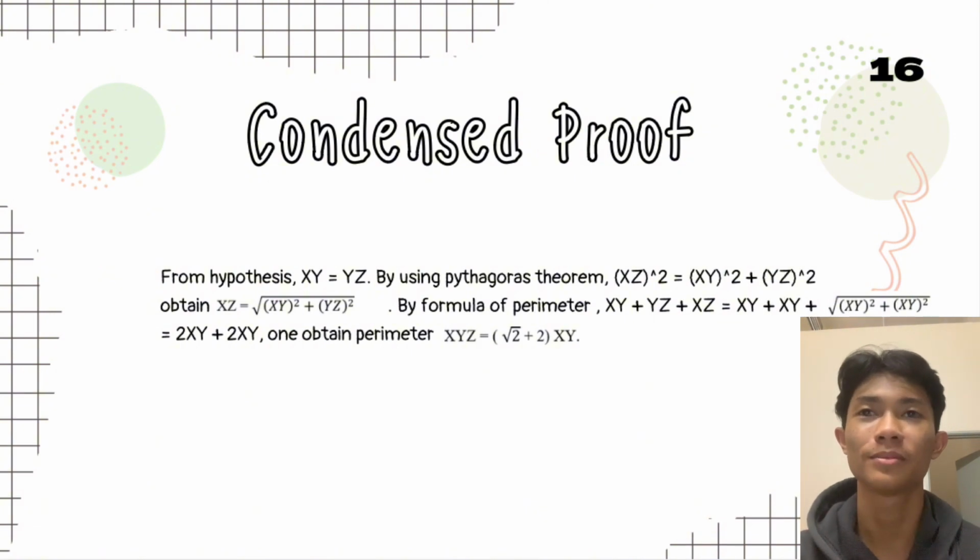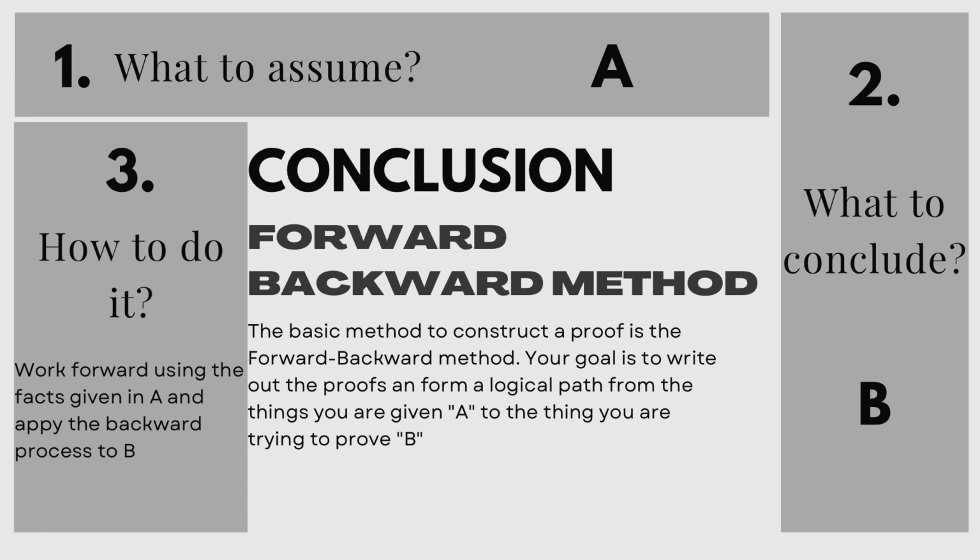That's all from me. So we go to the conclusion. In conclusion, the basic method to construct a proof is the forward-backward method. Your goal is to write out the proof and form a logical path from the things you are given, A, to the thing you are trying to prove, which is B.